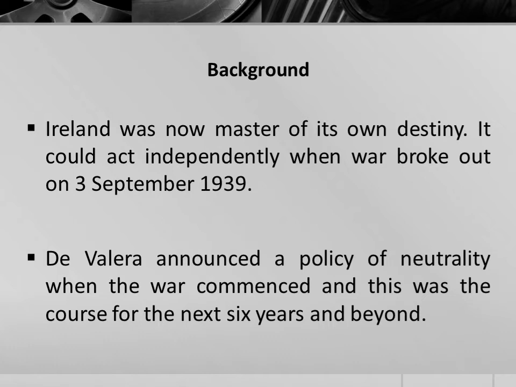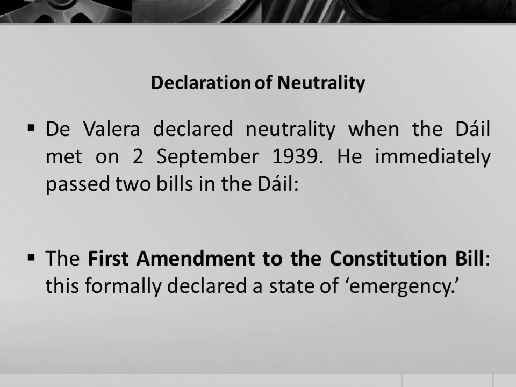And on the 3rd of September 1939, World War II officially began, and De Valera immediately announces a policy of neutrality. And that is the key word in this entire chapter here, folks, neutrality. And we'll be looking at that now for the next 6 years beyond.